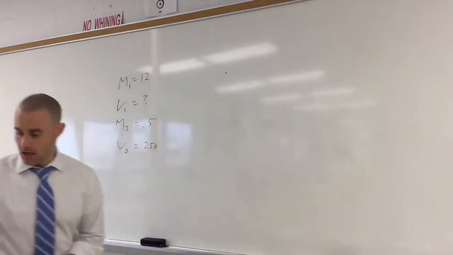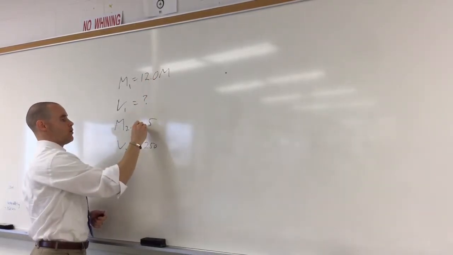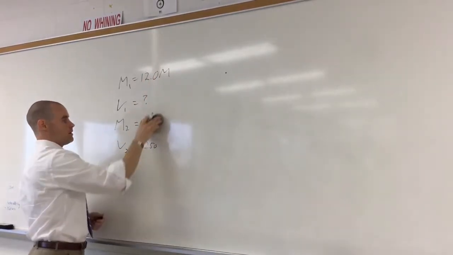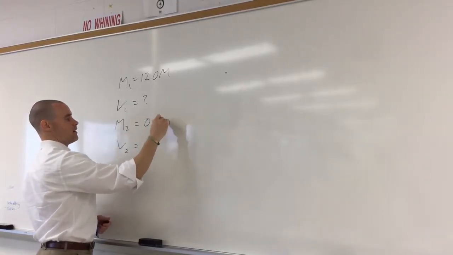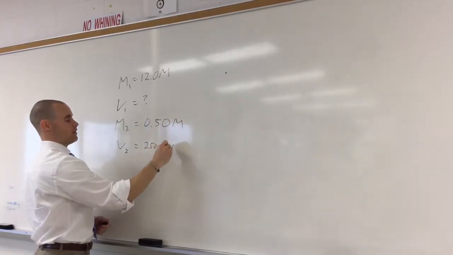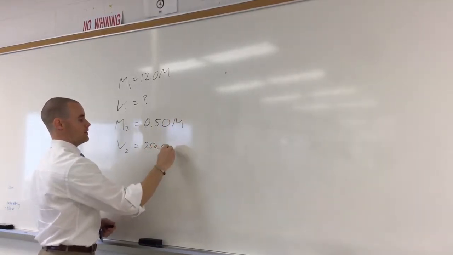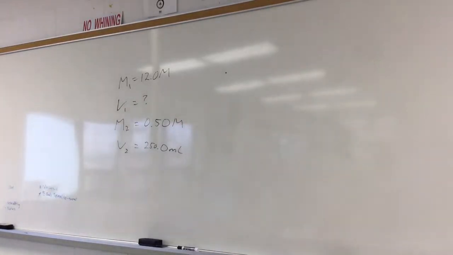So let's go: 12.0 is the molarity. 0.50 molarity, and then 250.0 milliliters. There you go. Set it up, solve for V1. Give me a unit and round to the proper number of sig figs.